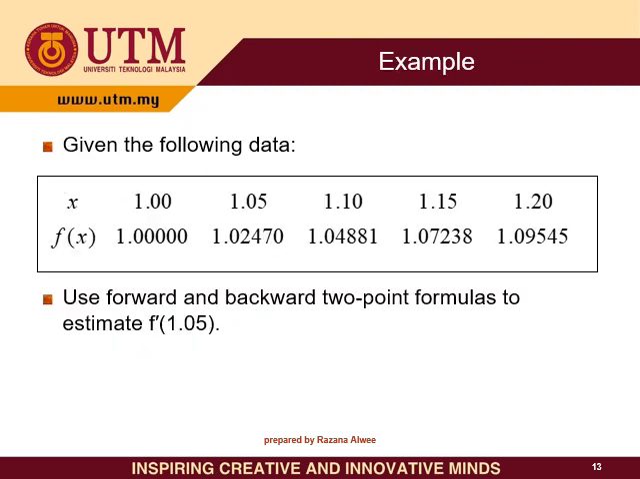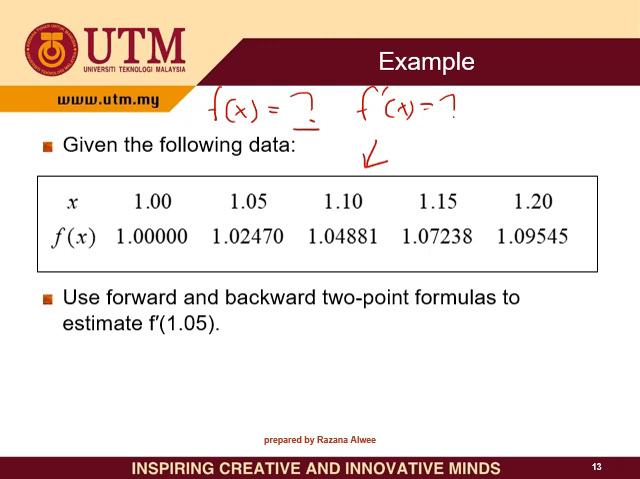Let's look at an example. They give you a table here, all right, and they ask you to use forward and backward 2-point formulas to estimate f prime, the first derivative, of 1.05. Okay, this is the example where we don't know the f(x), we don't know the functions, all right. They don't give you the formula for the functions here, but they give you the data. So in this case, if you don't have the functions, how can you find the first derivative, right, directly? Okay, because you don't have the function in the first place. That's why in this case you need to use the numerical methods, where they give you the data and then you need to use the numerical method to find the first derivative.